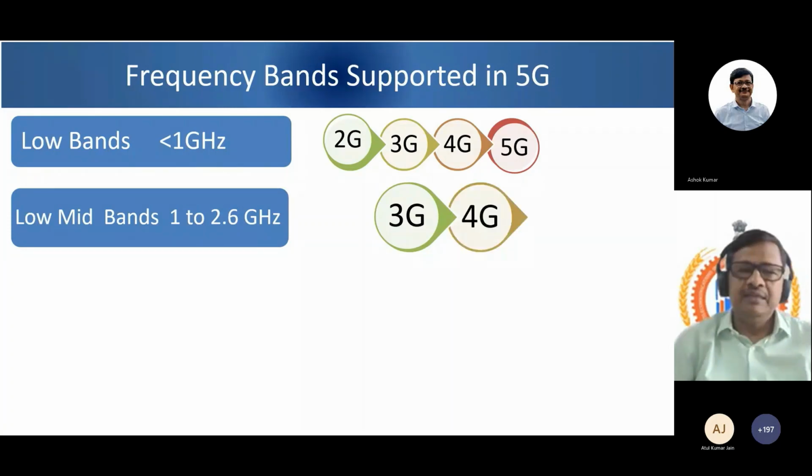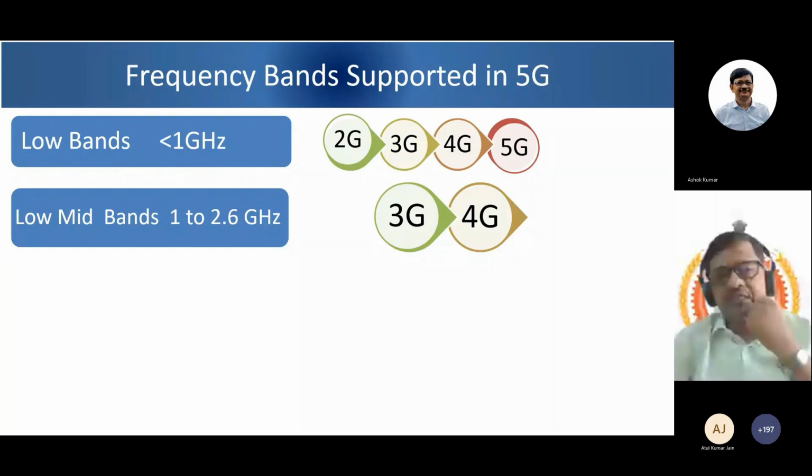If you recall, in India we are using 1800, 1900, 2100, 2300, and 2500 megahertz bands for 4G. So this particular band, whatever allocation was there from DOT, is already used by 3G and 4G. But 5G also supports it.